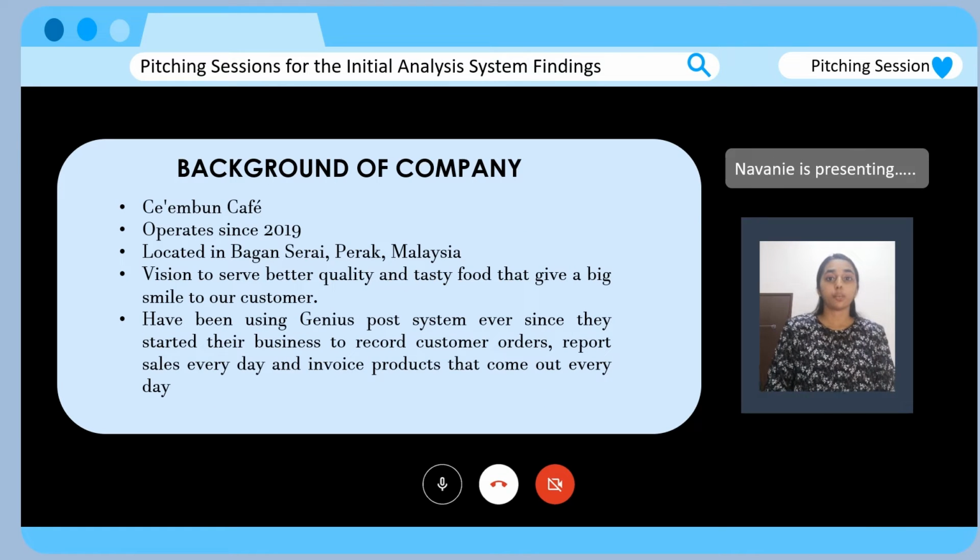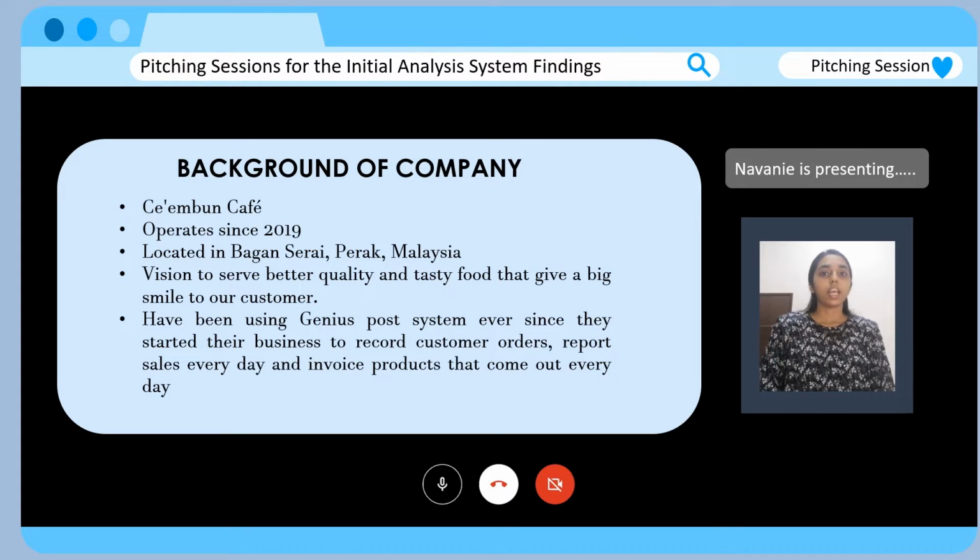The company that we have chosen is Chang Cafe, which is a cafe located in Bangan Serai, Perak, Malaysia. This cafe operates every Monday to Saturday from 4 p.m. till 11 p.m. This cafe has been operating since 2019. Their vision is to serve better quality and tasty food that gives a big smile to their customers.